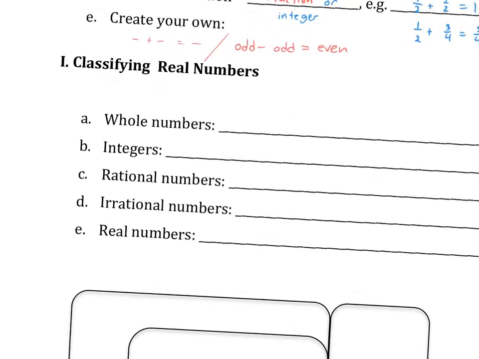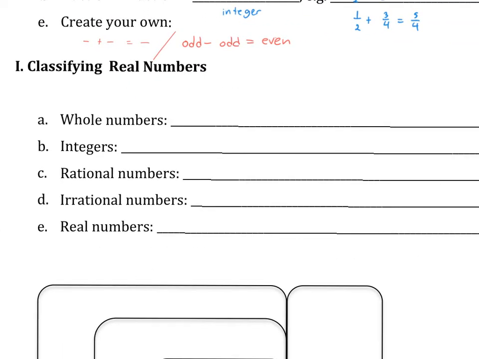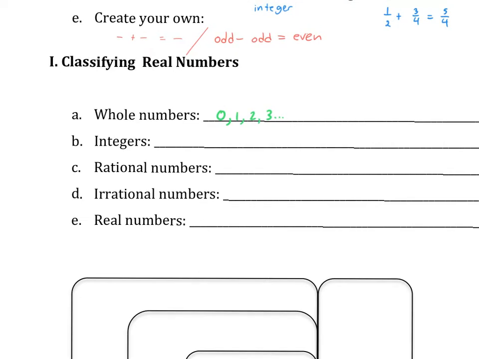So let's go ahead and start classifying numbers. Whole numbers. These are the most familiar numbers you have. Kind of like whole numbers go like this: 0, 1, 2, 3, etc. So they're all positive except for 0. 0 is neither positive nor negative. And it's evenly spaced. We go up by 1 every single time. So these are called whole numbers.